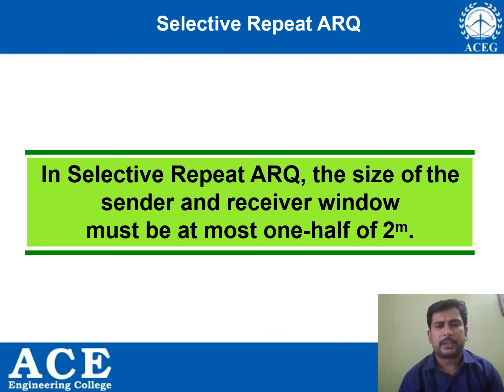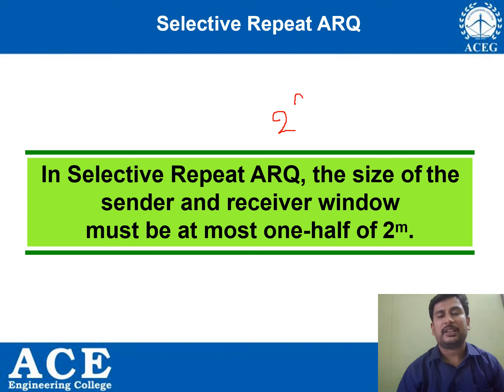So the important thing that we have to remember in selective repeat ARQ is that the sender window size and the receiver window size are half of 2 power m, where m is the number of bits used for the sequence number. So 2 power m divided by 2, which is equal to 2 power (m minus 1). This will be the window size of the sender as well as the receiver.